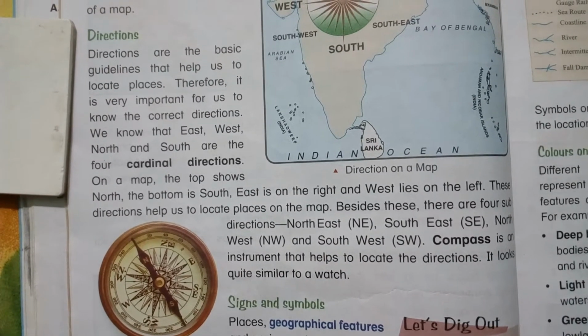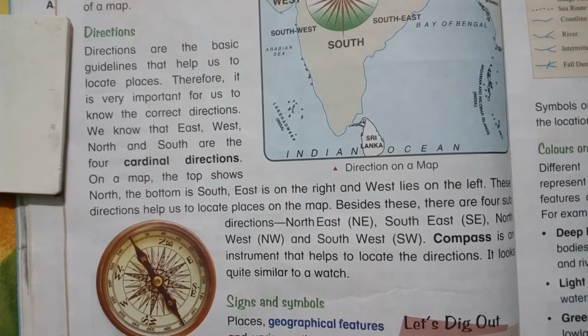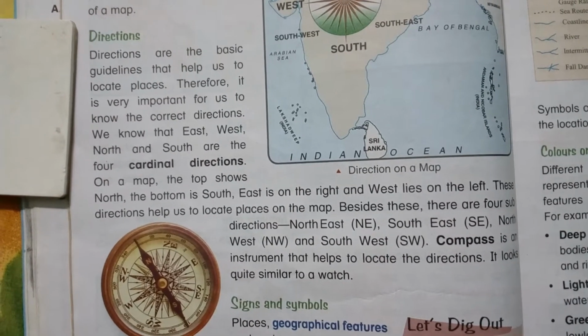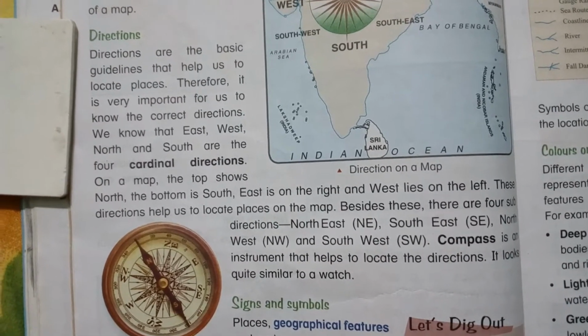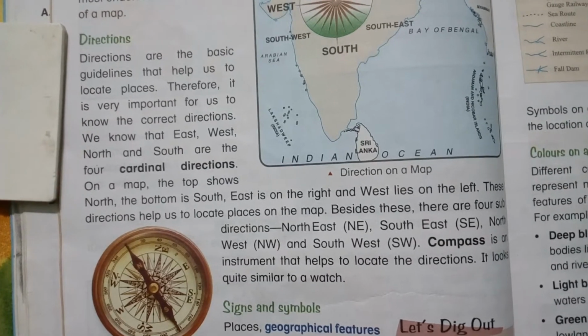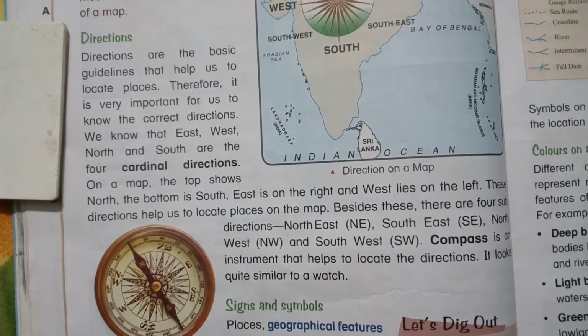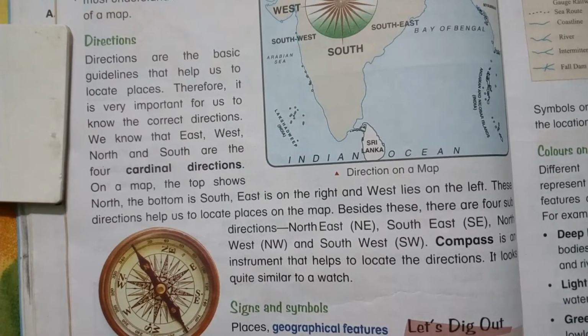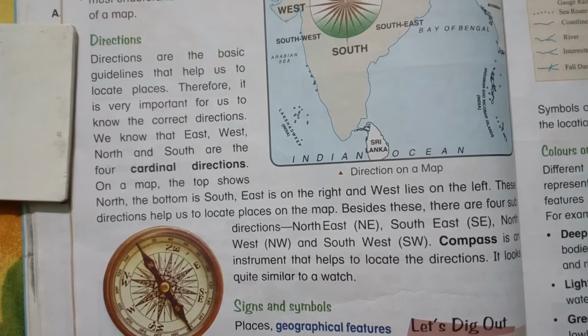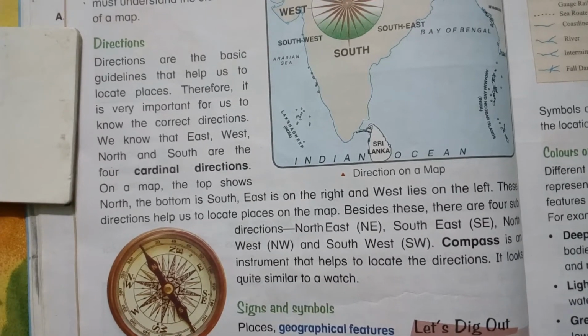Besides these, there are four sub-directions: northeast, southeast, northwest and southwest. Compass is an instrument that helps to locate the directions. It looks quite similar to a watch.